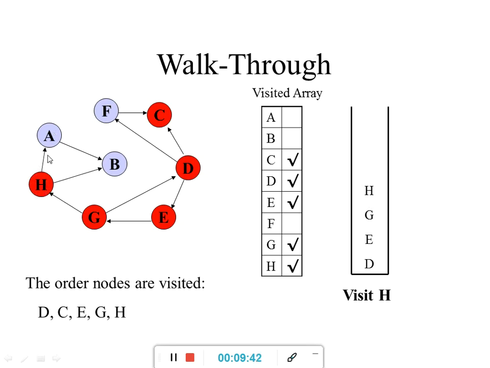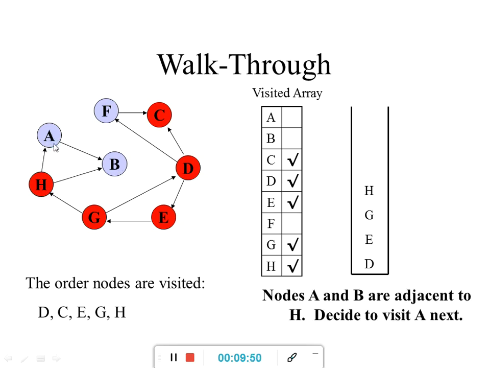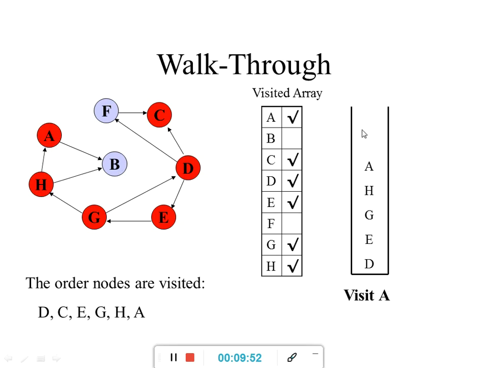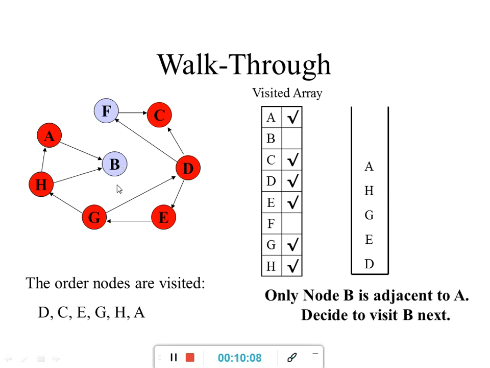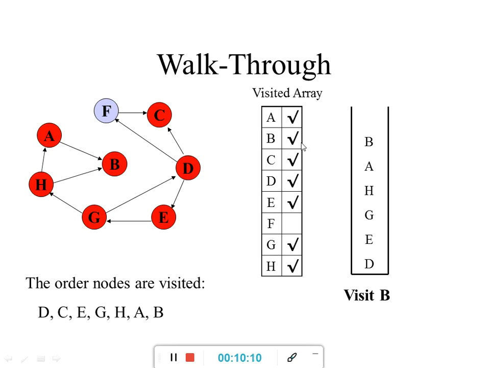There are two unvisited adjacent nodes for H, A and B. So alphabetically we have to push A into the stack and then mark A as visited. So I have pushed A into the stack and I have marked A as visited. Now the topmost element is A, so you have to find out unvisited adjacent nodes of A, that is B. So push B into the stack and then mark it as visited.